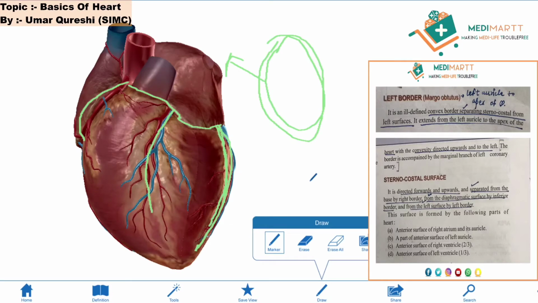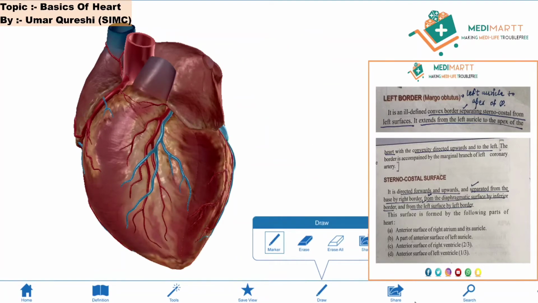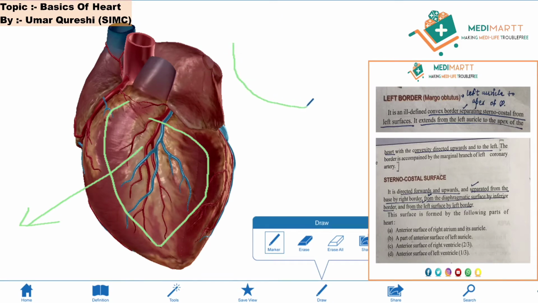Then we will move towards the sternocostal surface. Now basically, this is the sternocostal surface. It is directed forwards, as we all know. Then it is slightly upwards, as I already told you that the heart is oblique in direction. That's why the sternocostal surface is directed upwards.